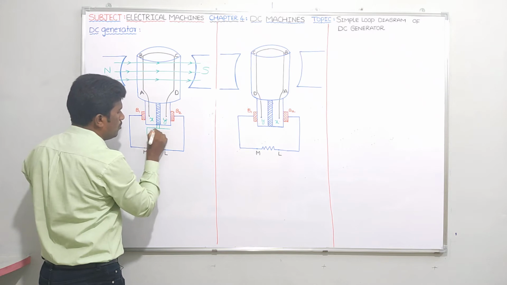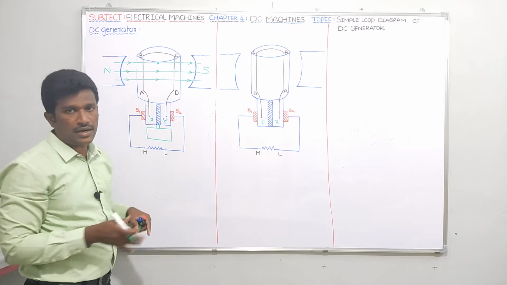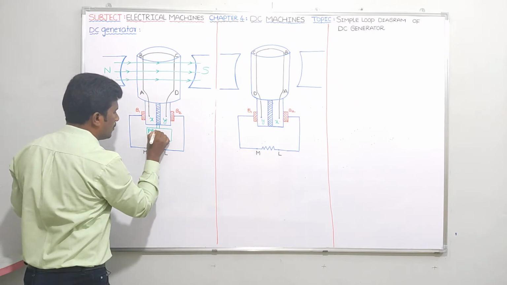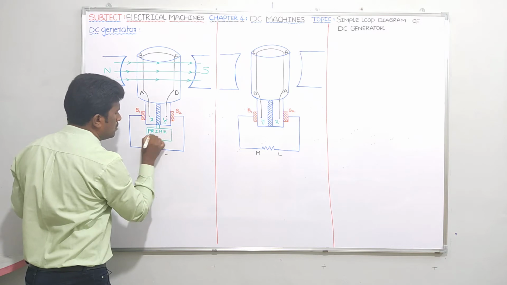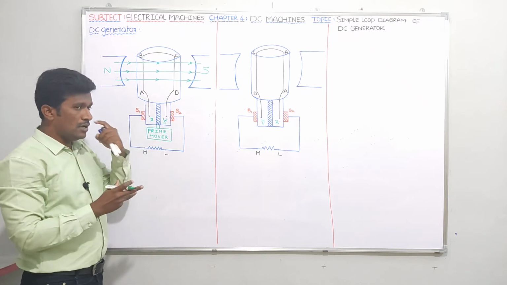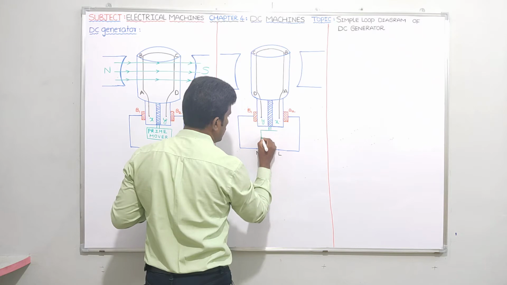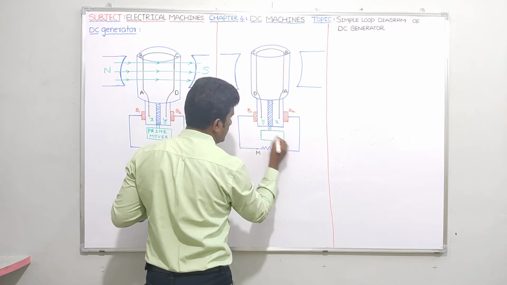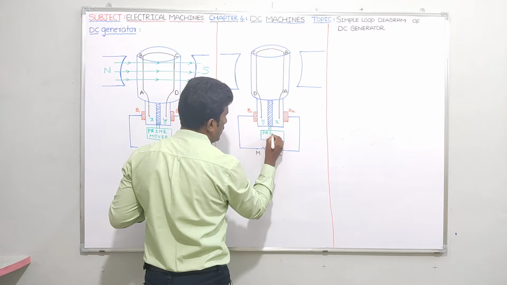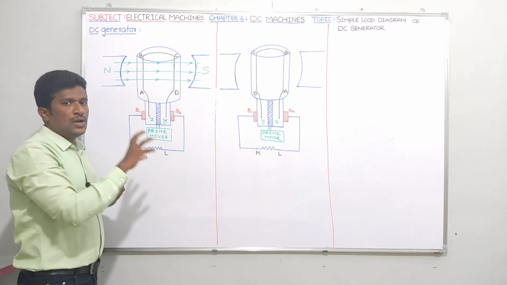Prime mover means what? Prime mover is the one which gives mechanical energy to the generator, or I can say which drives this generator, which moves the conductor. Let me write here prime mover. Similarly, in this figure also, let me show prime mover. The prime mover concept will be there only in a generator. It is not in a motor case. So please remember, guys, split rings are a rotating part.